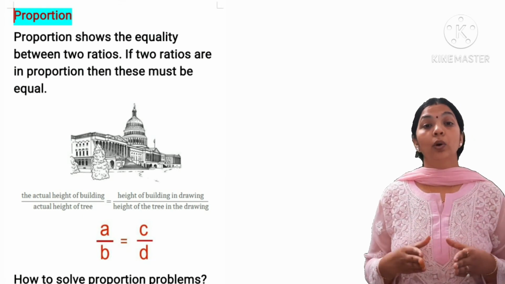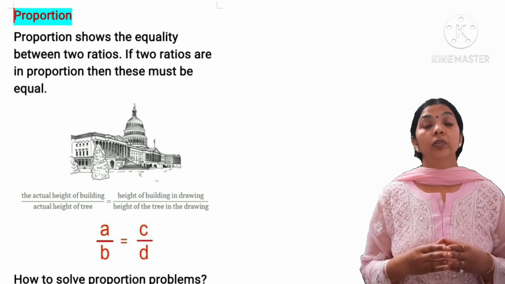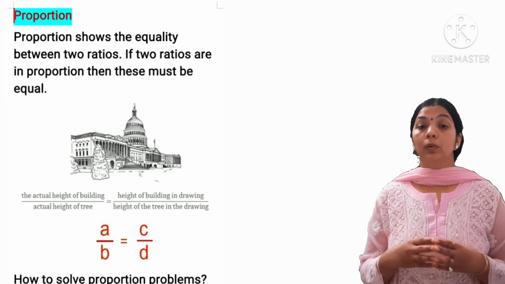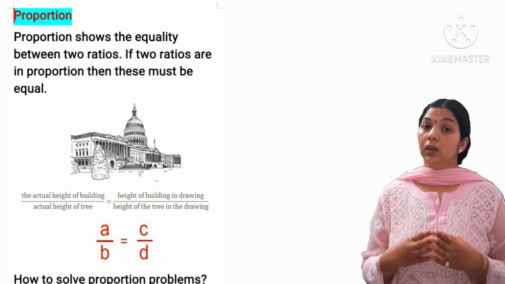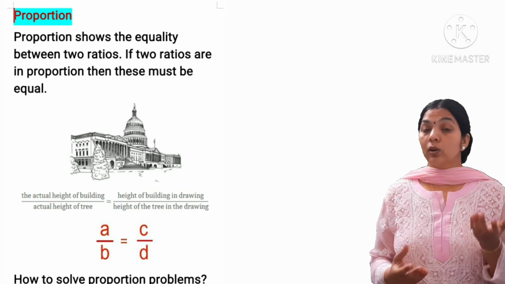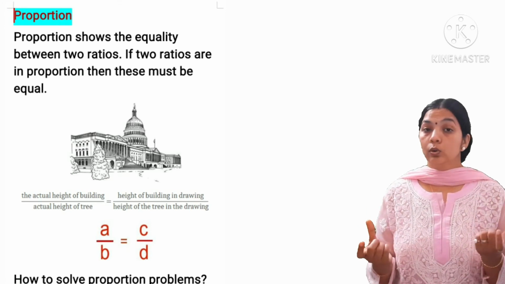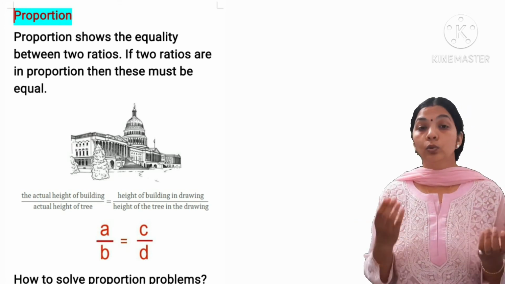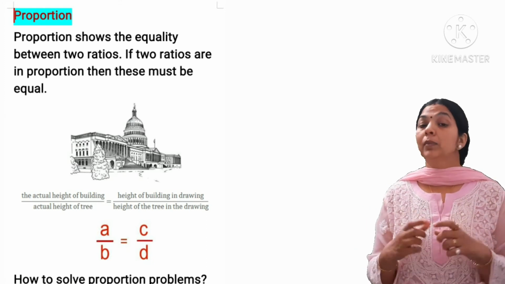Proportion shows the quantity equality between two ratios. If the ratios are in proportion, then these must be equal. Proportion is always between two ratios. So if any two ratios are said to be in proportion, they must be equal.